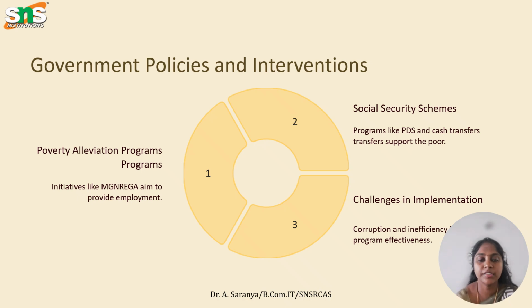Government policies and interventions. There are some government policies and interventions taken into consideration. First one is poverty alleviation programs. The government is providing many poverty alleviation programs, which include programs like MGNREGA that aim to provide employment for many people in the country. Next, coming to social security schemes, the government is providing many schemes like PDS, the public distribution system, and cash transfer support to poor people.